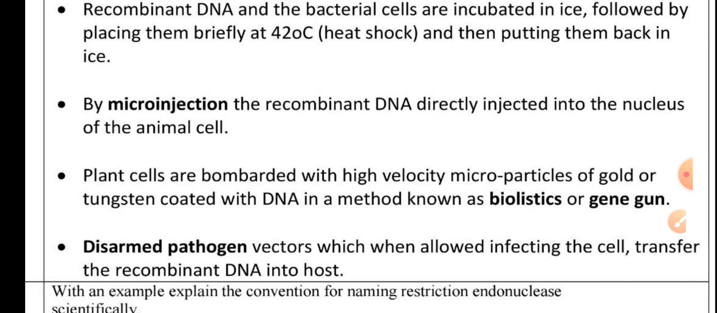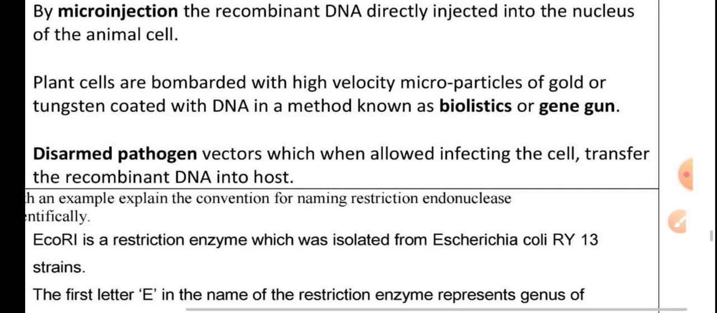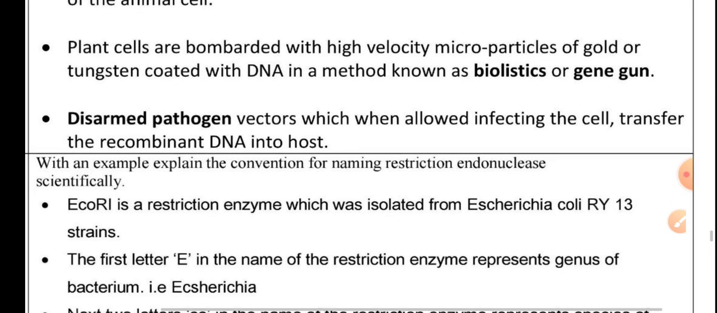By microinjection, the recombinant DNA is directly injected into the nucleus of the animal cell. Plant cells are bombarded with high velocity microparticles of gold or tungsten coated with DNA, in a method known as biolistics or a gene gun. Disarmed pathogen vectors, when allowed to infect the cell, transfer the recombinant DNA into the host.